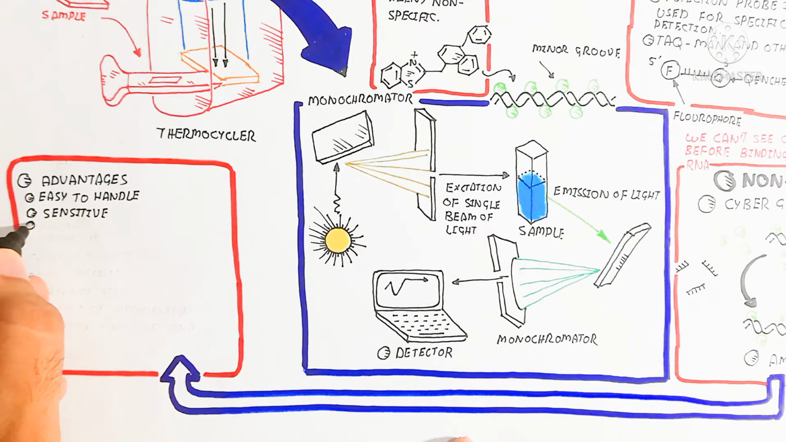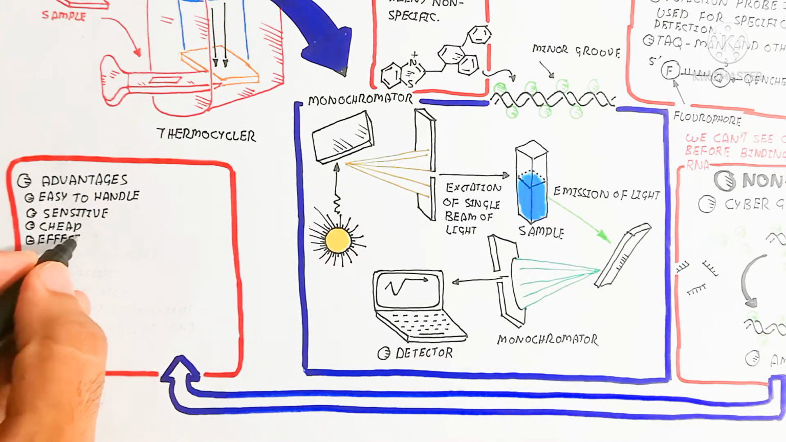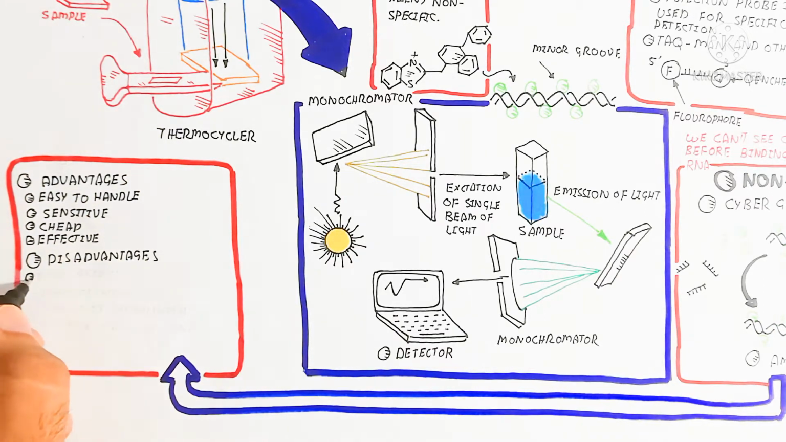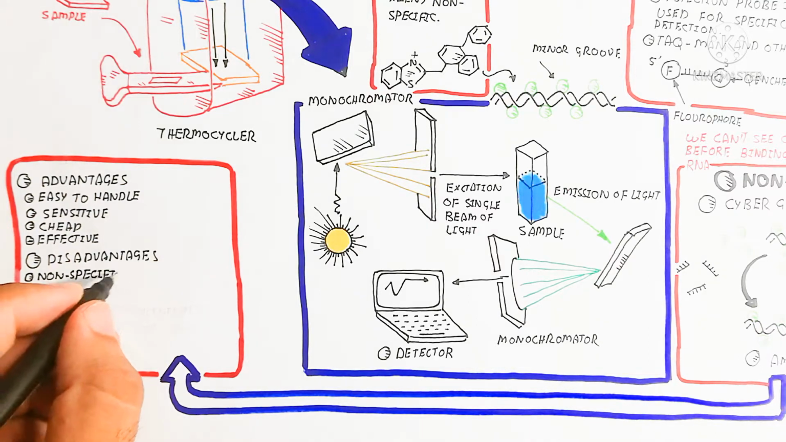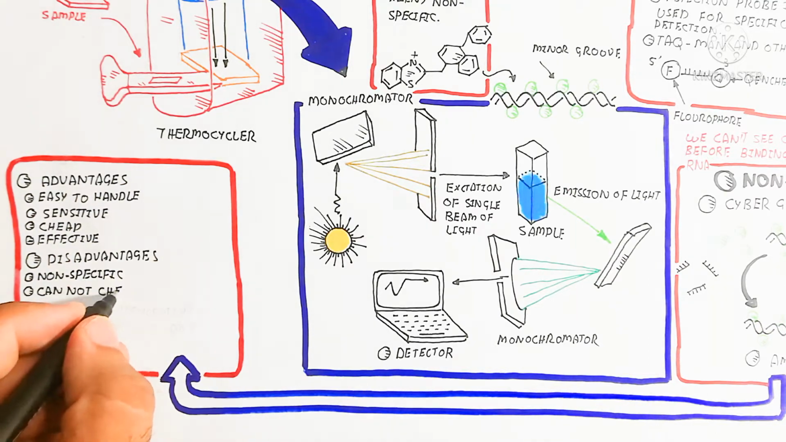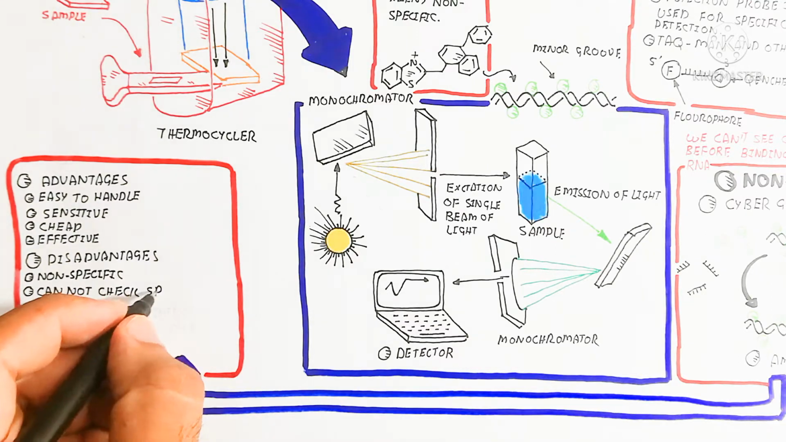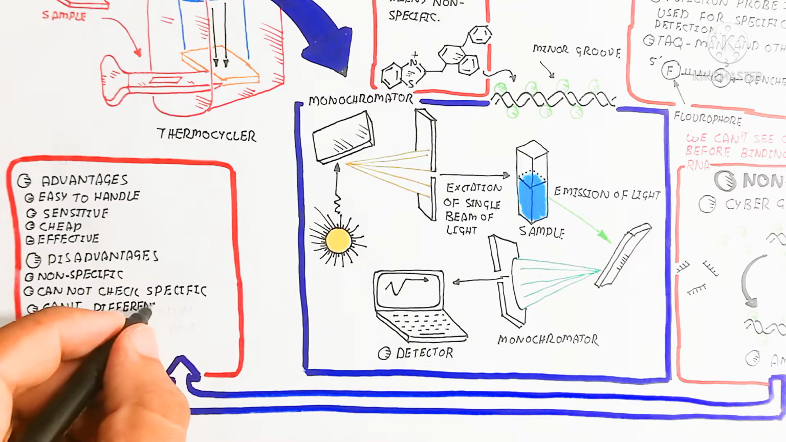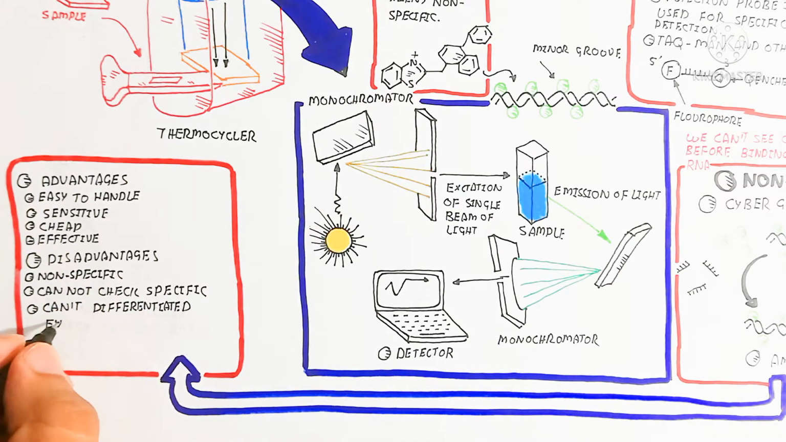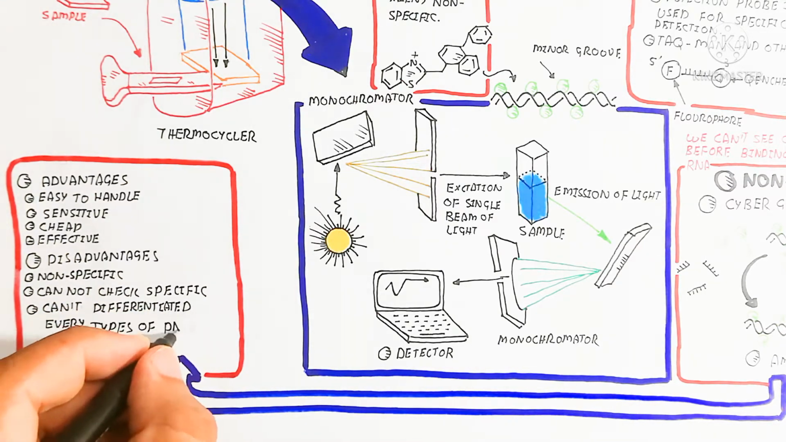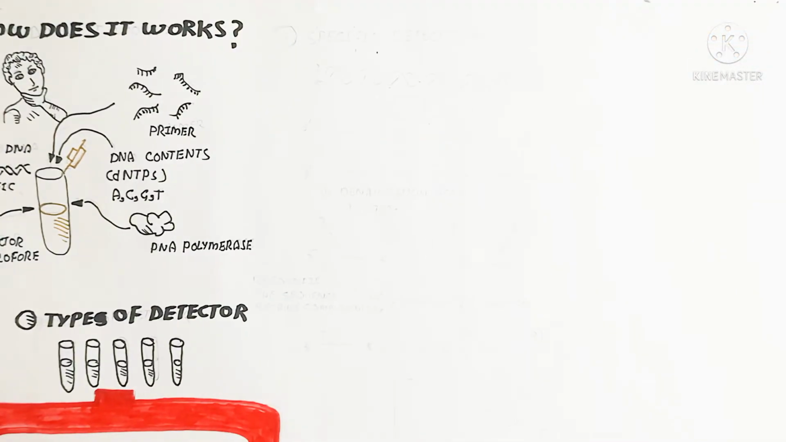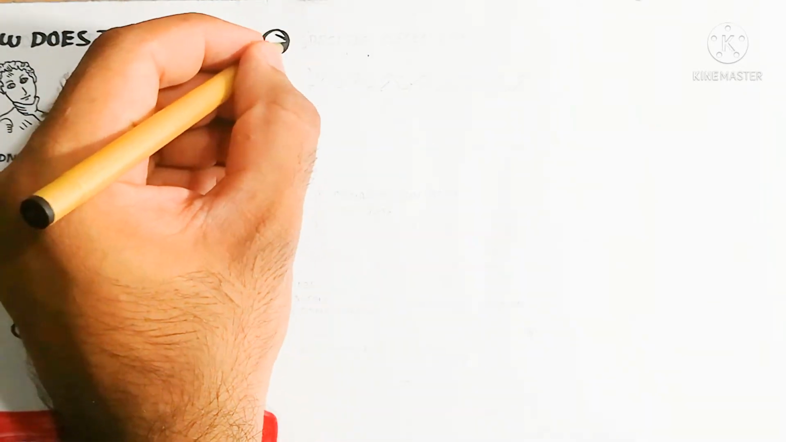While specific detection is similar, the quencher is used, and a specific primer is used for specific detection in the whole genome. The advantages of the non-specific detector are that it is easy to handle, sensitive, cheap and effective, but the disadvantage is that it is non-specific, cannot check for a specific target, and detects every type of DNA. In the case of specific detection, it is the opposite of this process. We will discuss that now.